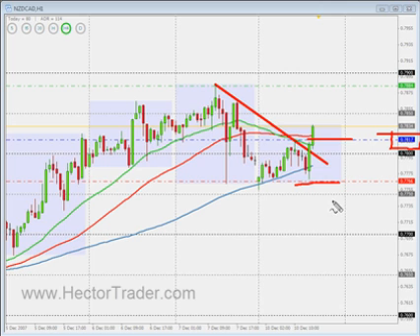Below the last pullback, I'm going to take half of my position out at the previous swing high, 0.7884, which comes around the average daily range for this currency pair very nicely. We are going to be hitting the previous swing high just as we meet the average daily range for this currency pair, and that's always nice to see.